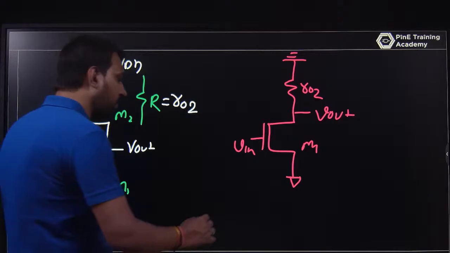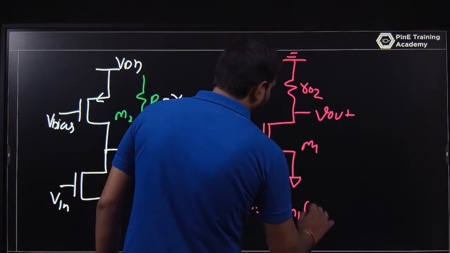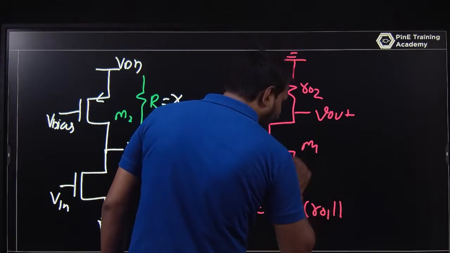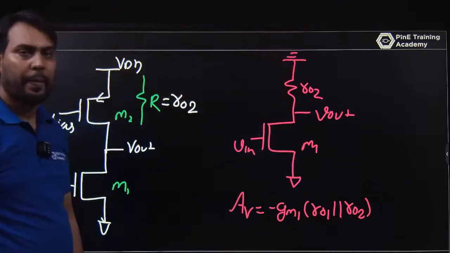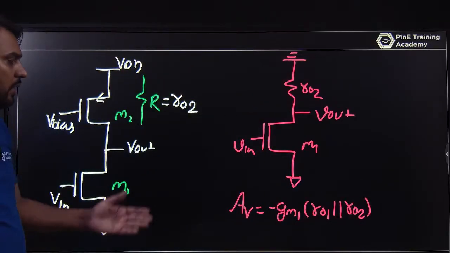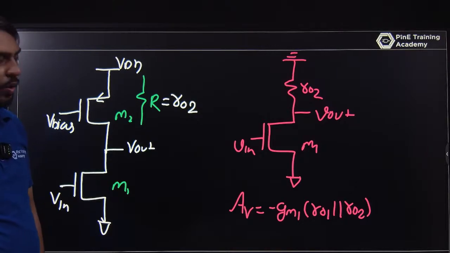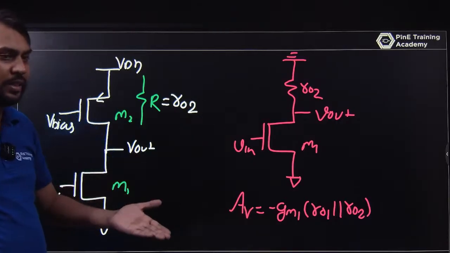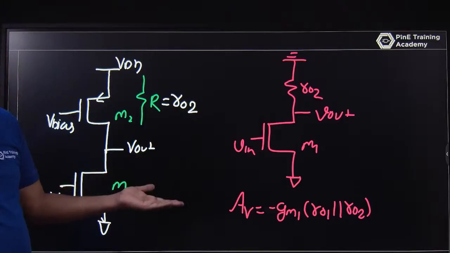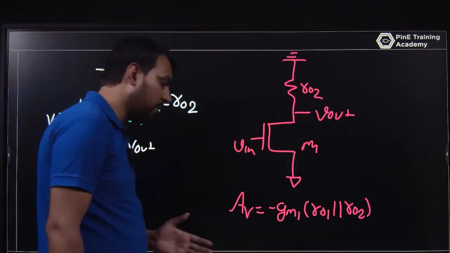And now the gain will be what? The gain will be minus gm1 times r01 parallel RD. Now RD becomes r02. So this is minus gm1 times r01 parallel r02. Of course r01 parallel r02 will provide a higher resistance, and multiplying by the transconductance will provide a high gain. So this will provide a higher gain as compared to the previous one.